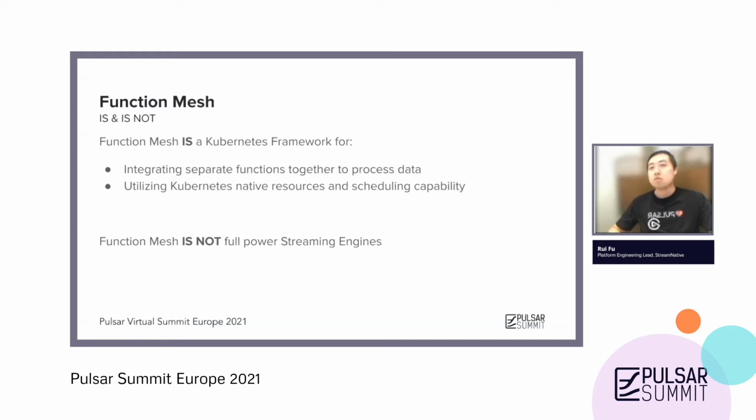The main purposes of Function Mesh are, firstly, to integrate separate functions and connectors together to process data and accomplish a final processing goal. And secondly, to utilize Kubernetes native resources and scheduling capabilities. So Function Mesh is suited for common lightweight streaming use cases like ETL jobs, and it is not intended to be used as a full-power streaming engine.